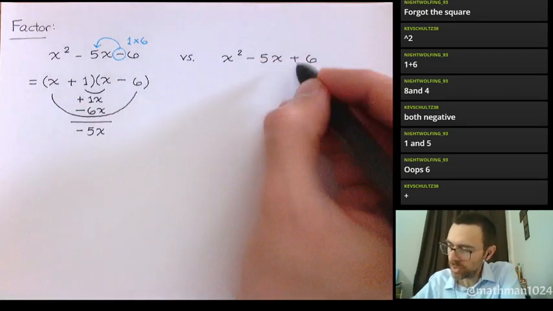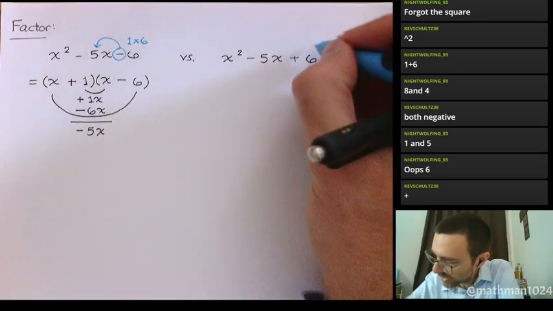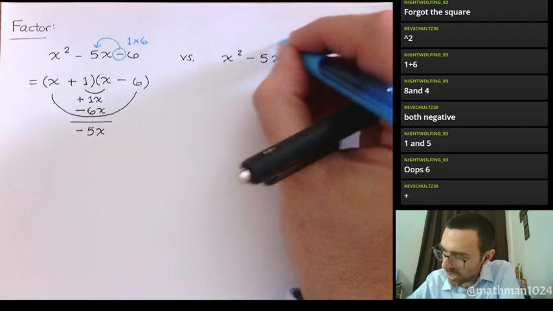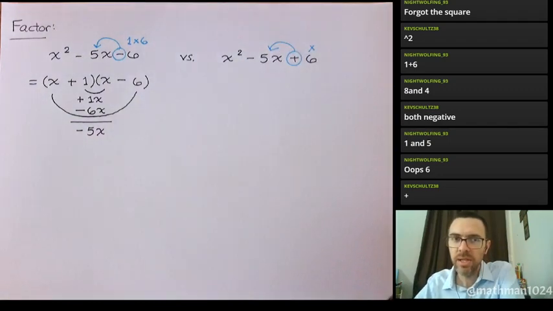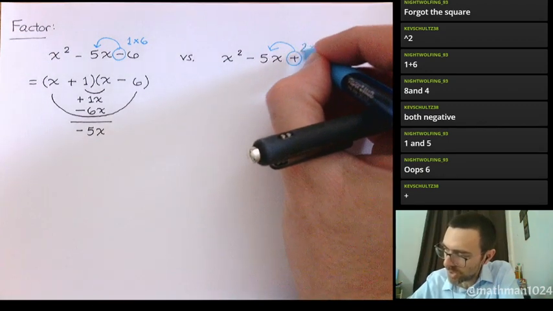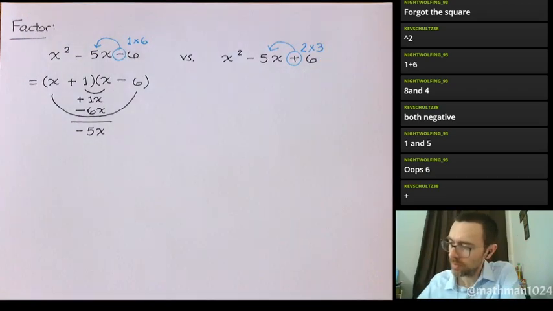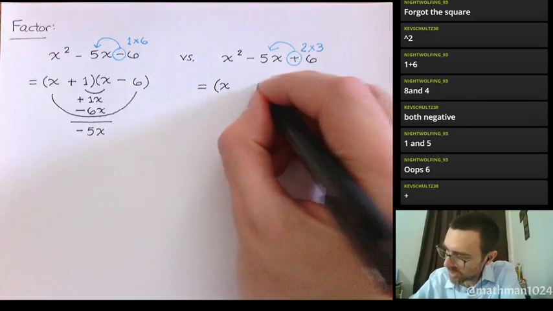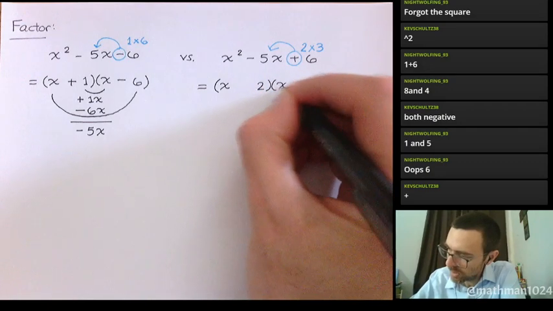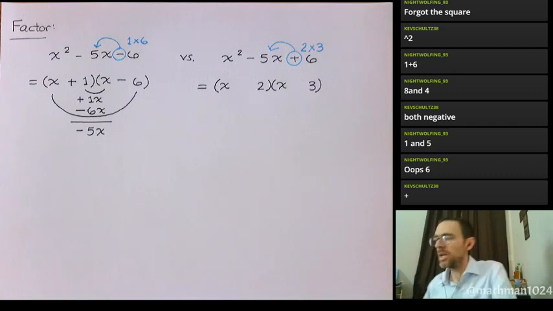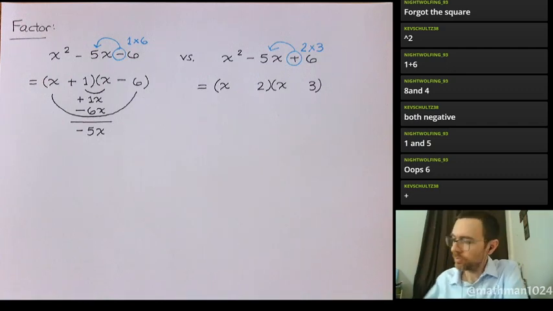Now, this one's a little bit different because I've got the plus sign here. So now I'm trying to find factors of 6 that will add to 5. So it's a different problem. I don't want these guys to subtract. I want them to add to 5. And if you think about the factors that you have for 6, you're going to be using 2 and 3. So when I factor this, I'm going to have x and 2, x and 3.